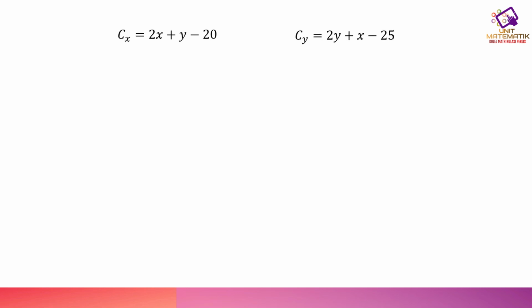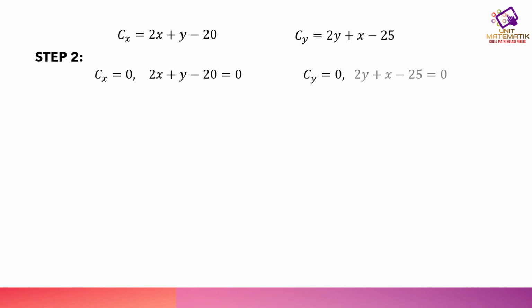For the second step, we use C sub x and C sub y, then we equate them with 0. Both derivatives equal to 0. Now we have two equations. For the first one, 2x plus y equals 20, and y equals 20 minus 2x. That is the first equation. And the second one, 2y plus x equals 25. That is the second equation.